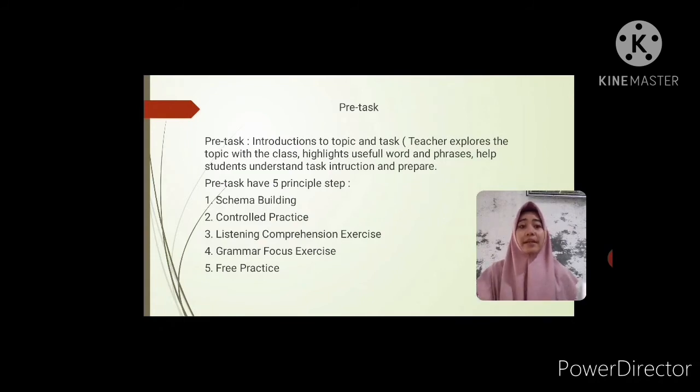And the fourth is a grammar focus exercise, where learners study grammar structures needed for the accomplishment of the task. And the final step of the pre-task stage is a free practice exercise which allows learners to use the language to produce a linguistic outcome such as a role play or conversation.